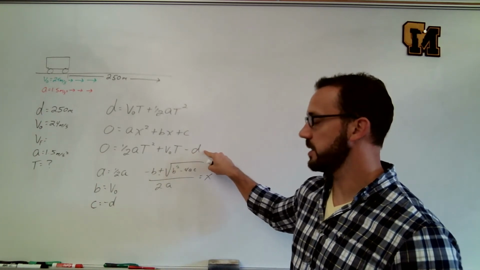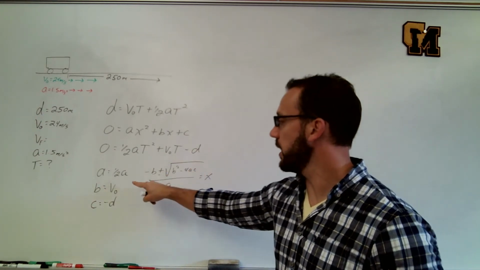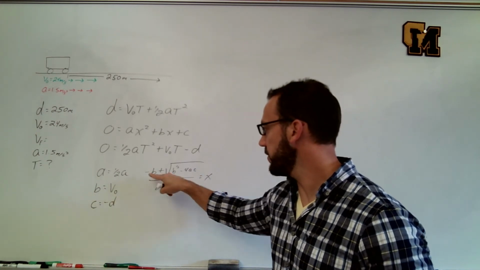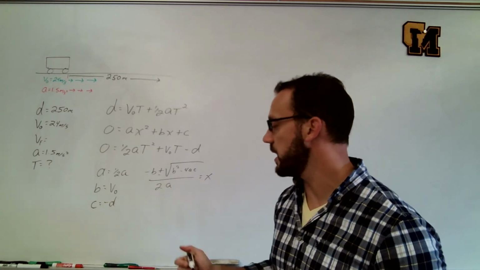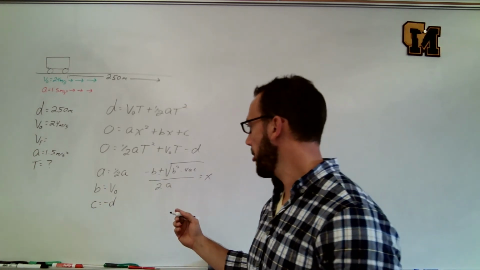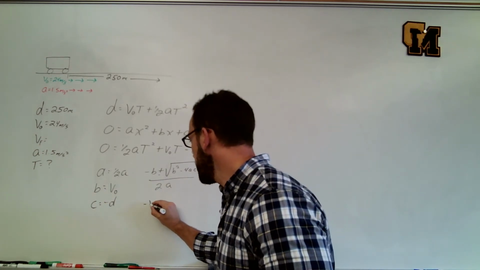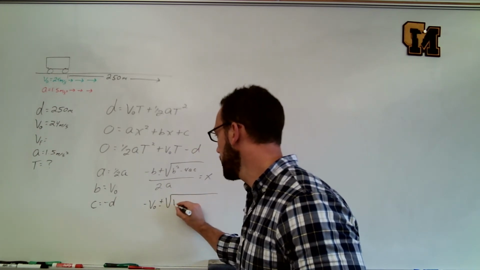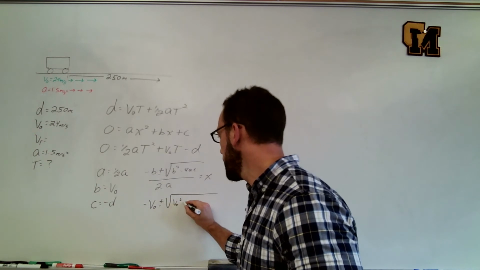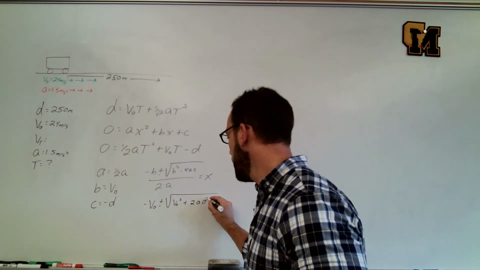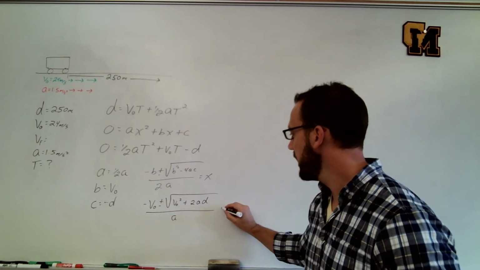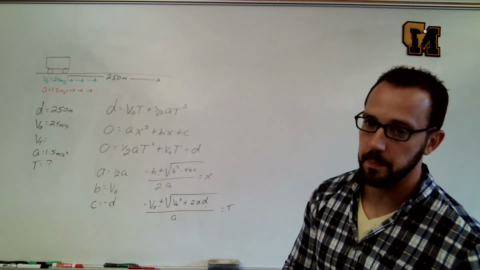Using this equation, the physics equation, and plugging in 1/2 acceleration for a, v naught for where b is, and negative d for c, this is going to look a little bit different. It's going to be negative v naught plus or minus the square root of v naught squared plus 2ad all over the acceleration. That will give us time.